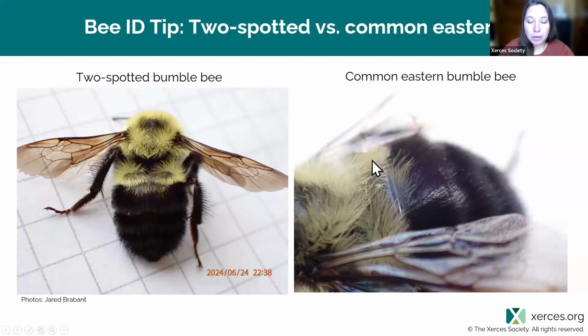One thing I like to look out for when I'm looking at bees like this is the color pattern on the thorax. Two-spotted bumblebees often have a nice dot, whereas the common eastern bumblebees have more of that teardrop shape.